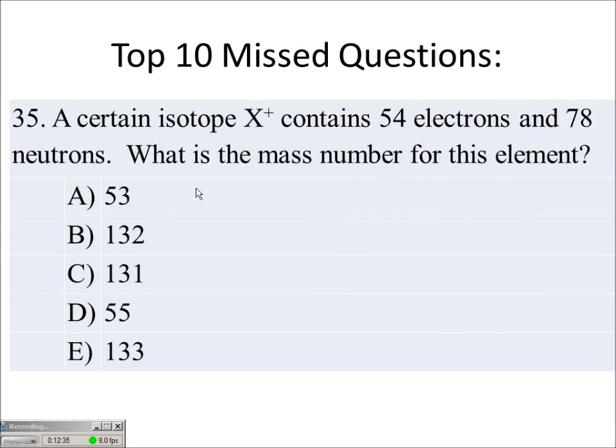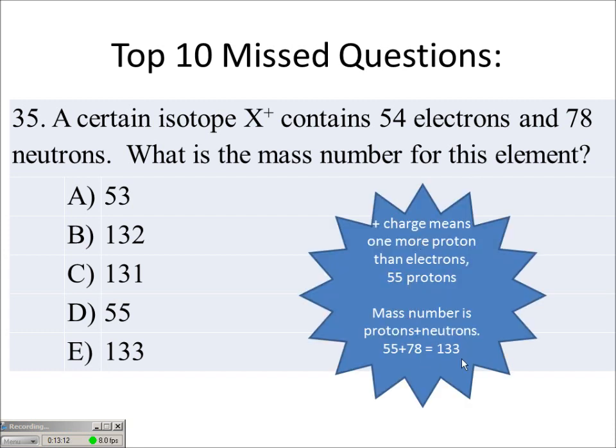A certain isotope, X plus, contains 54 electrons and 78 neutrons. What's the mass number for the element? Okay, so let's work through this. If it's X plus and it contains 54 electrons, how many protons does it have to have? It has to have 55, right? It has to have 1 more proton to have a plus charge. So if it has 55 protons and 78 neutrons, what's the total mass number? What's 55 plus 78? That's a hard one. I don't know if I can do it in my head. It's 133. So the answer is E on this one. Okay.